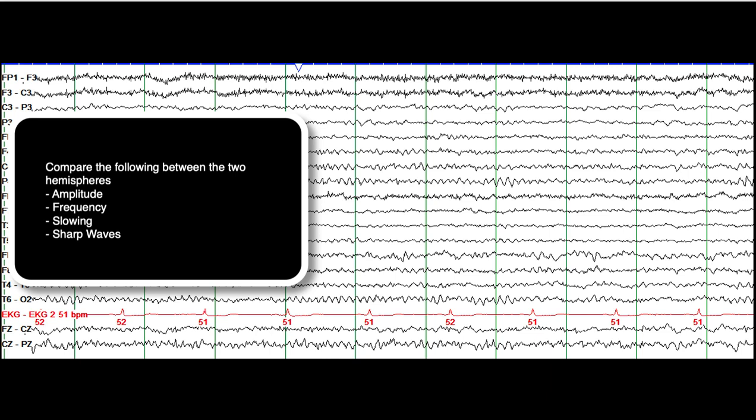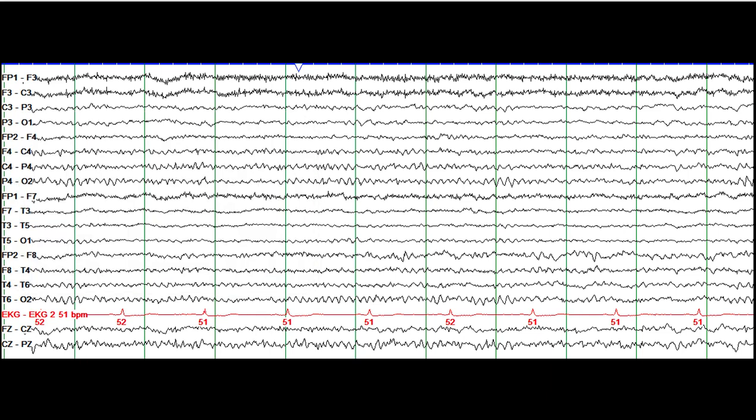And at the end of these 3 or 4 slides, I want you to write down a report, the kind of report you would write down to report an EEG, and see if you are able to get to the diagnosis of this patient.